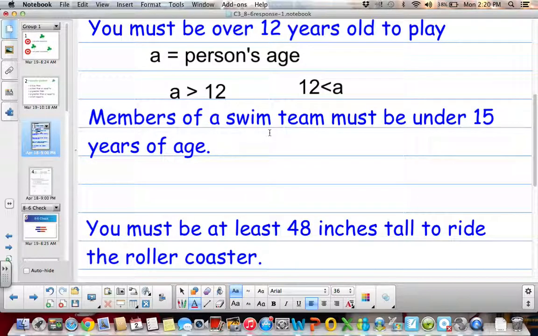Members of a swim team must be under 15 years of age. So we can say A equals the age, and they must be under 15. So A is less than 15, because it has to be anything under or less than 15.